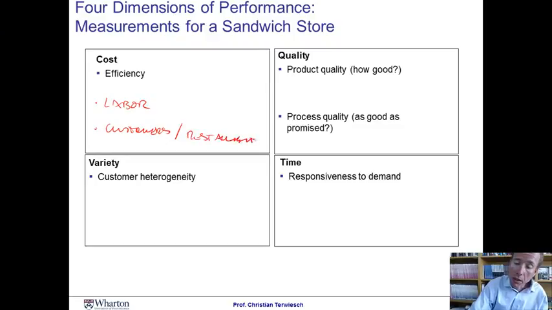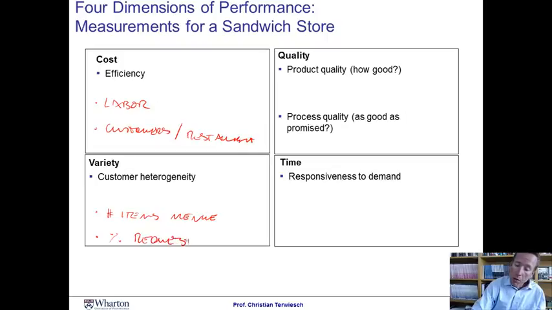Now, how about the variety? On the variety side, again, our idea of variety is that we will look at, are we able to meet the heterogeneous customer preferences? Well, a simple measure for that would simply be looking at the number of items that we have on the menu. Beyond that, if we are making the sandwiches to order, we could imagine looking at the percentage of customer requests that we're able to fill. So customers come in, they want extra lettuce, extra tomato, and the percentage of customer requests that we meet would be another good measure of variety.